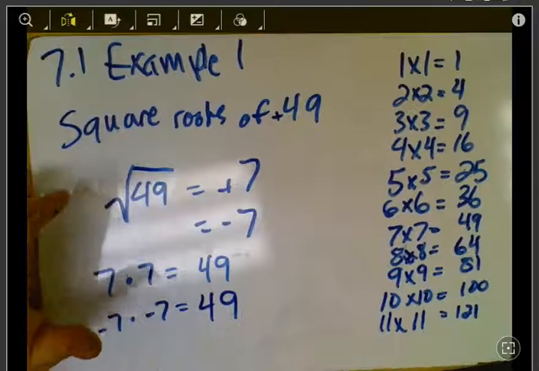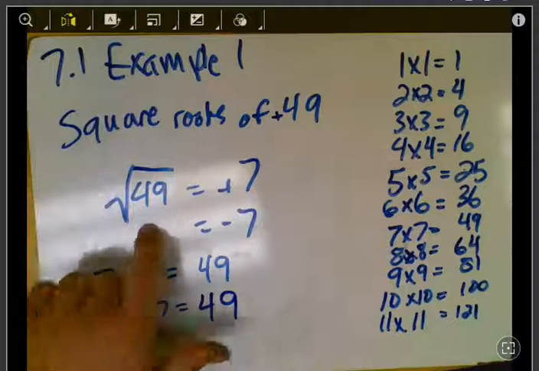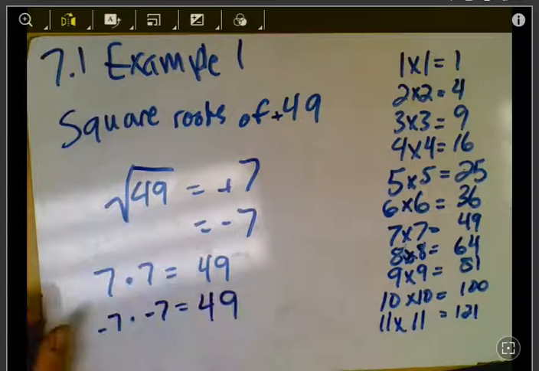This symbol is called a radical sign, and it is used to represent a square root. The number under the radical sign, the 49 here, is called the radicand.